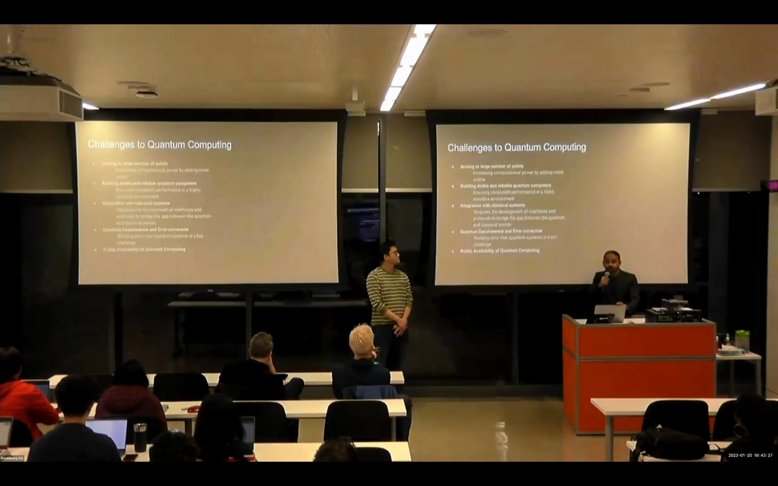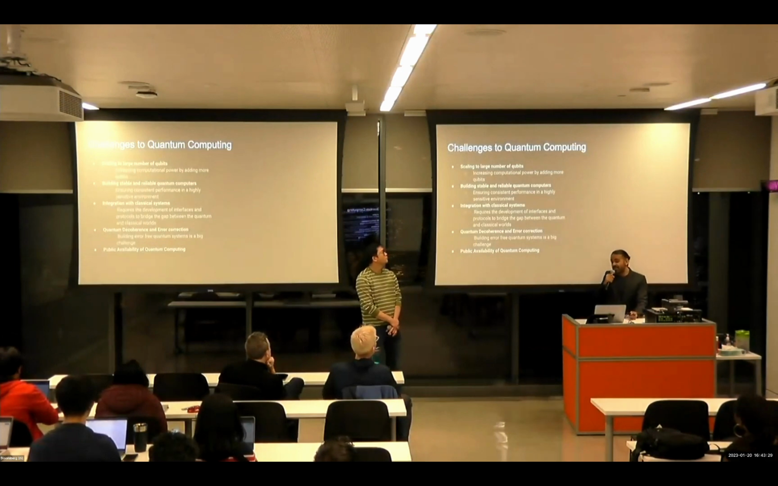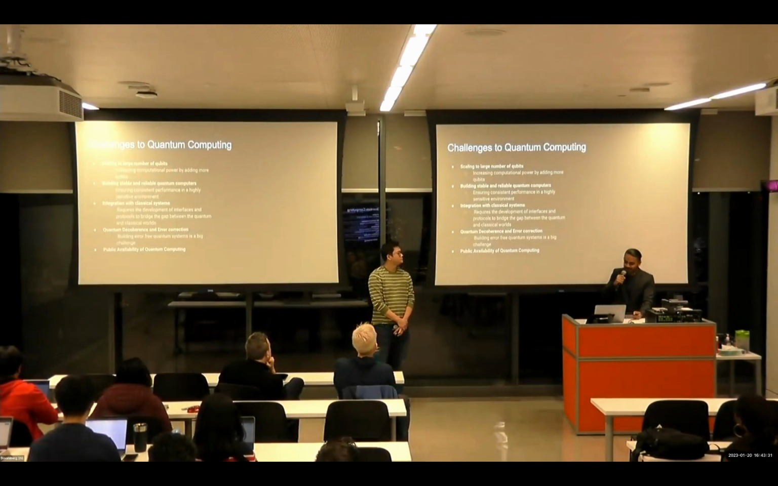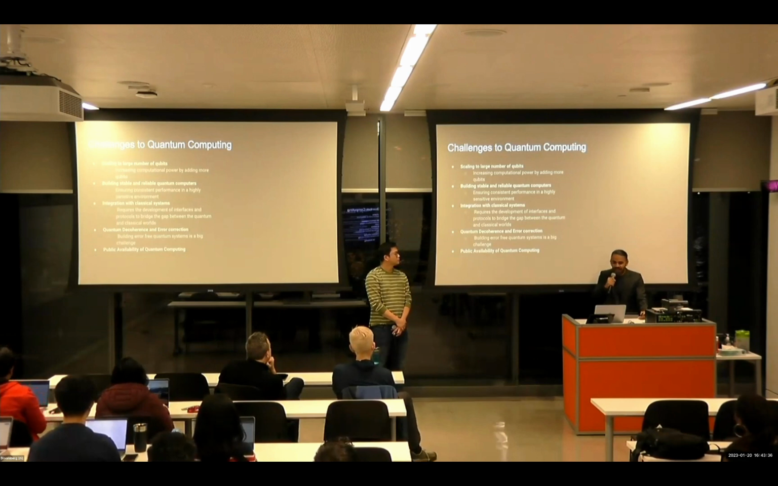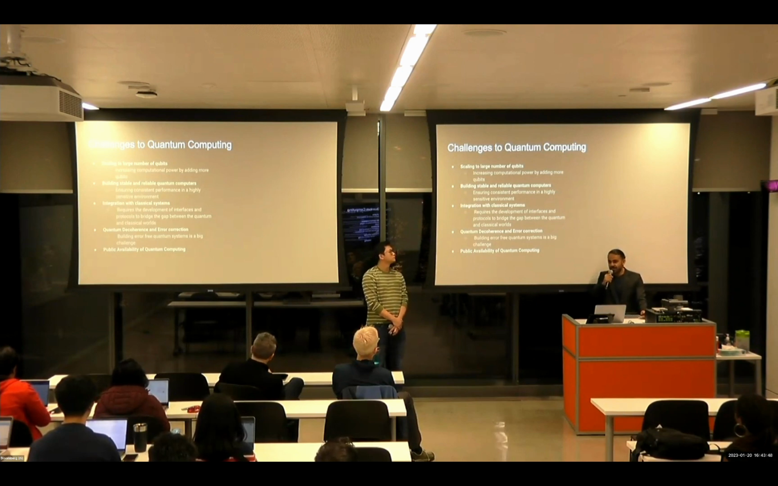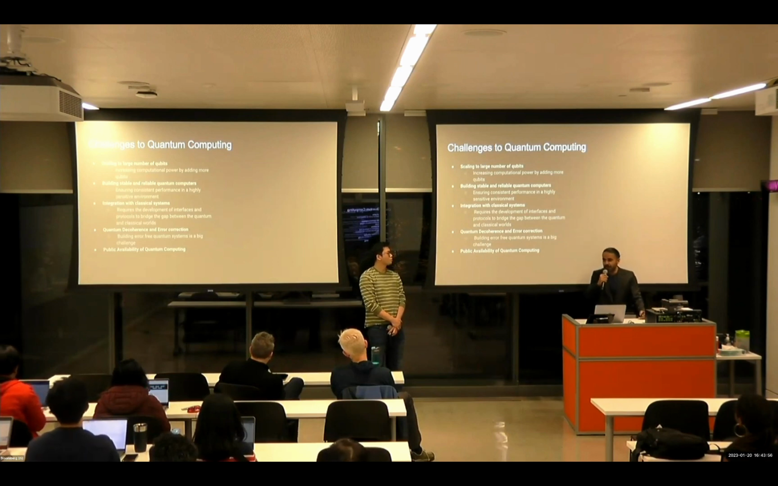So now, what are the challenges for quantum computing right now? Scaling to a large number of qubits is a big challenge. Building stable and reliable computing is one of the biggest challenges now, because there's a lot of noise and errors that happen in quantum systems right now. Then there is integration with classical systems. Classical computers are still very important, so their integration is going to be a challenge, as is public availability of quantum computing.